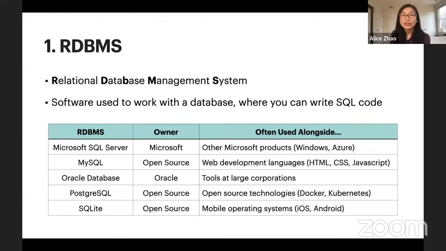So for Microsoft SQL Server, if you use other Microsoft products, like you have a Windows machine, use Azure, that's a great one to choose. If you are into web dev, like HTML and CSS, MySQL is a good one. A lot of big companies will have Oracle. And then if you are into data science, like that's my background, Postgres is really popular because it works with a lot of other open source technologies. And then SQLite is a really easy one to get started with, and also open source, free to use. And you'll see it typically used with mobile apps, iOS and Android.